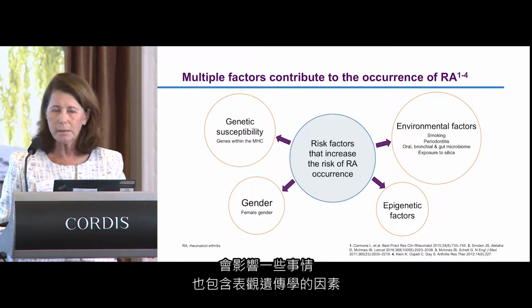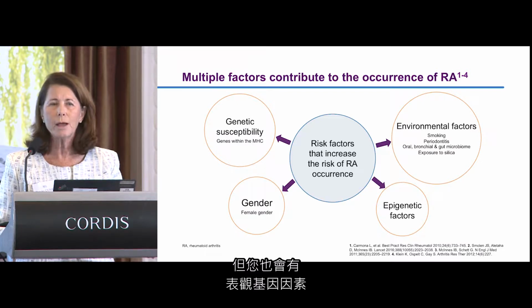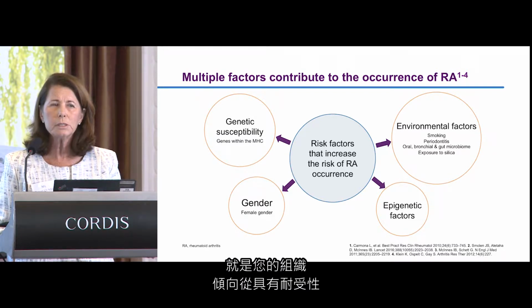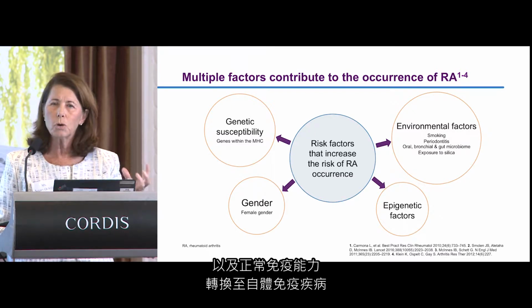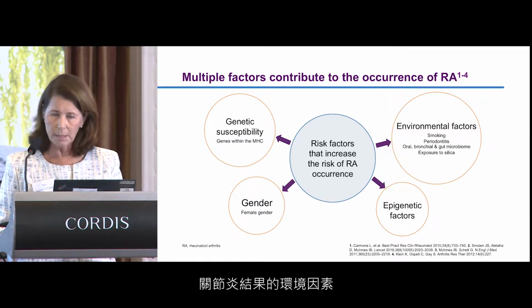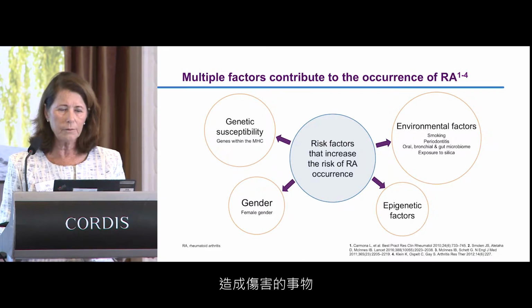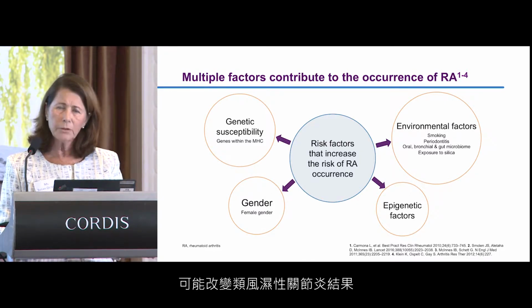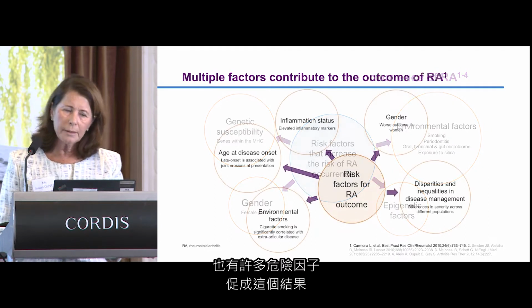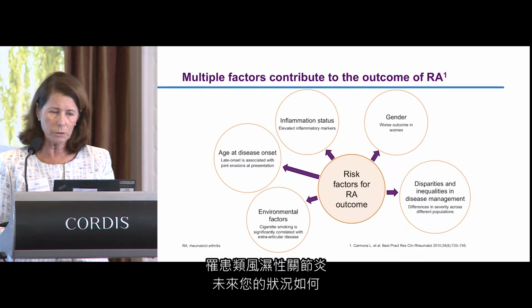And there are epigenetic factors. That is that you're predisposed. You will have a genetic factor, but you'll also have an epigenetic factor where your tissues are predisposed to switching over from tolerance and normal immunity to autoimmune disease. And there are other environmental factors that we know do affect the outcome of RA, particularly smoking, for instance, and other exposure to other aspects of harm to you that may change your outcome in RA. And there are multiple risk factors that contribute to how well you're going to do with your RA.